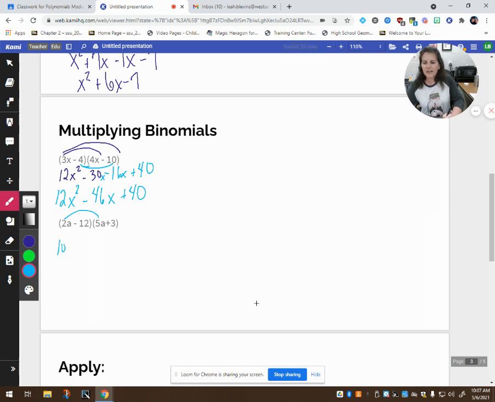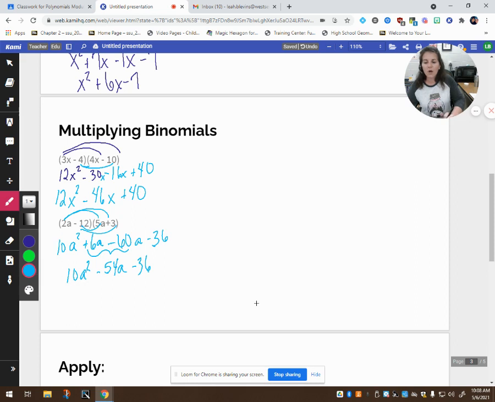On to the next one. 2a times 5a is 10a squared. 2a times 3 is a positive 6a. Negative 12 times 5a is negative 60a, can't forget our a. And negative 12 times 3 is negative 36. Again, combine our like terms. 6 take away 60, well, I know 60 take away 6 is 54. The bigger one's negative, so it's going to be a negative 54a minus 36 and a positive 10a squared.